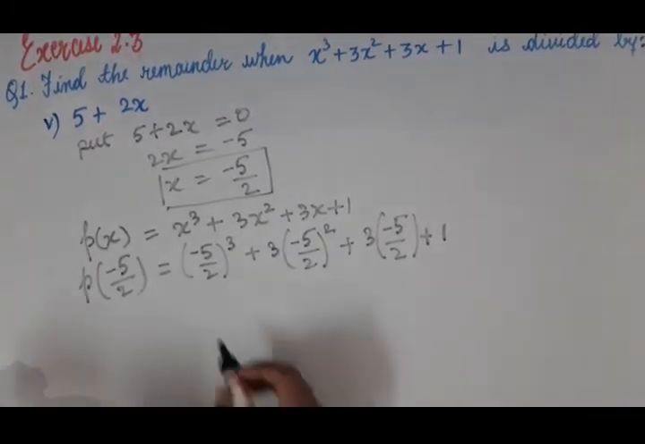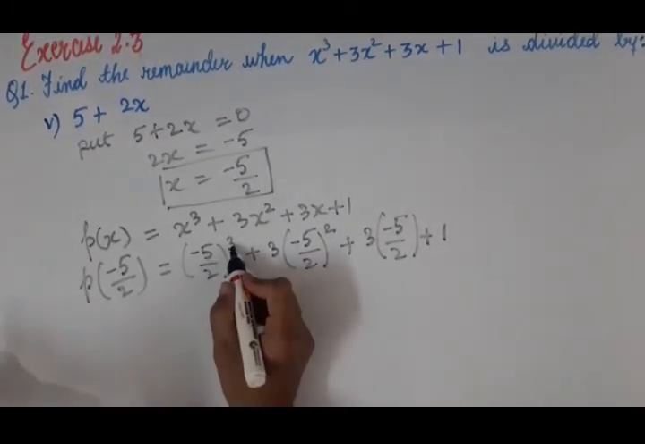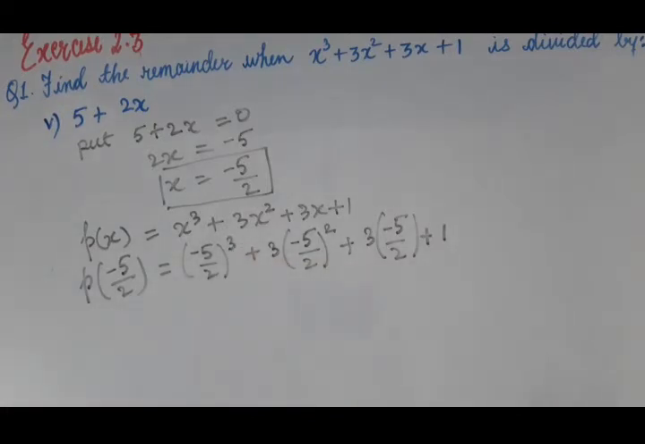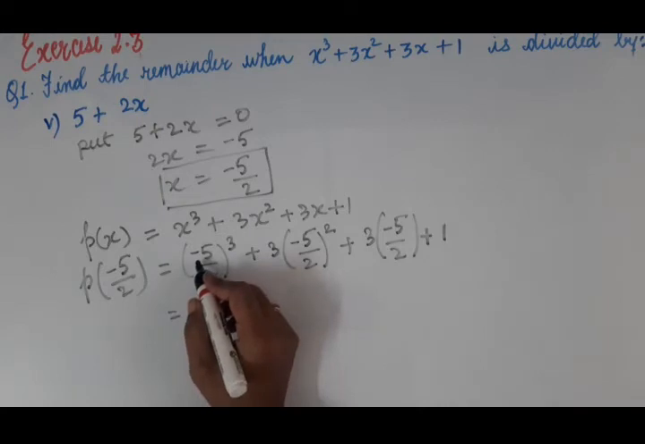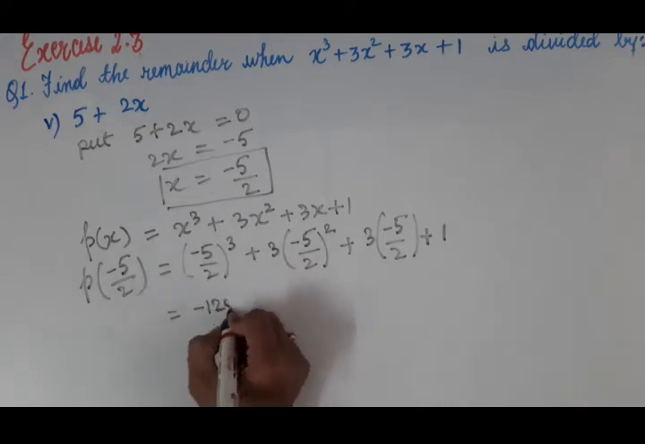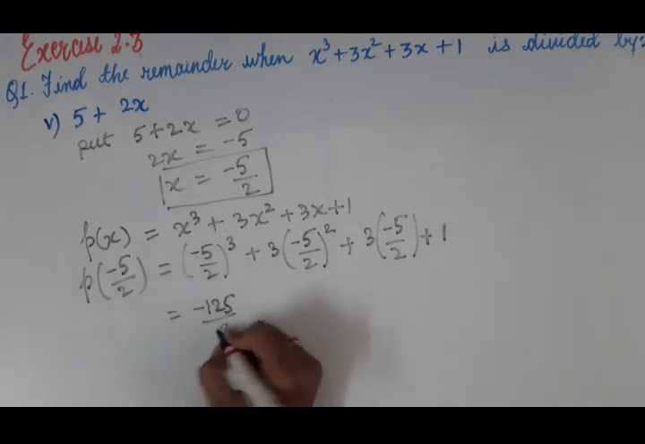What will we get? A negative number raised to an odd power, the answer will be negative. Okay. Negative number raised to odd power, the answer will be negative. So 5 cube upon 2 cube. 5 cube is 125. Now negative is there, so you will get minus 125 upon 2 cube, which is 8.